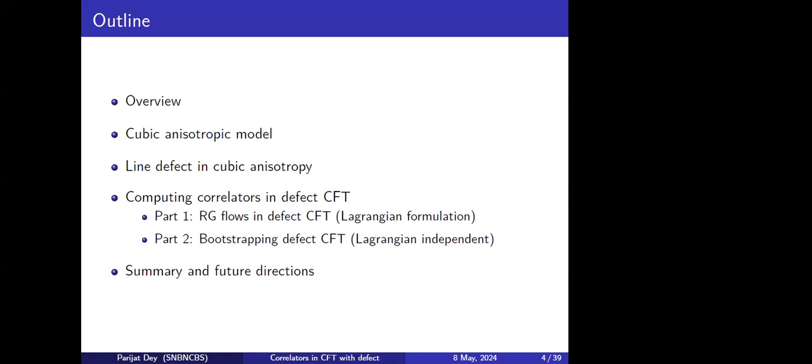Then towards the later part of my talk, I will discuss this cubic anisotropic defect system from the point of view of symmetries and consistency conditions. This is going to be a Lagrangian independent approach. We do not care about the specific details of the system, but we will focus only on the symmetries, and we will see how to use these symmetries efficiently to compute the correlation functions. We will also talk about the connection between these two approaches. And finally, we will summarize with some open questions and future directions.